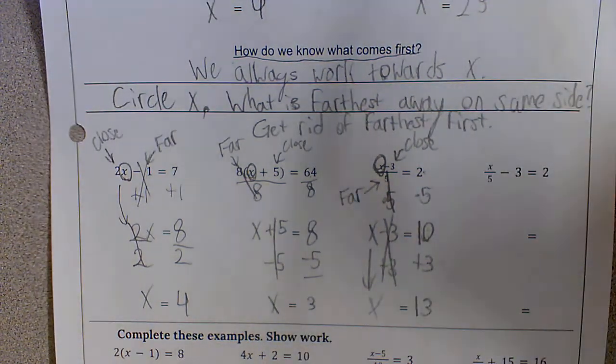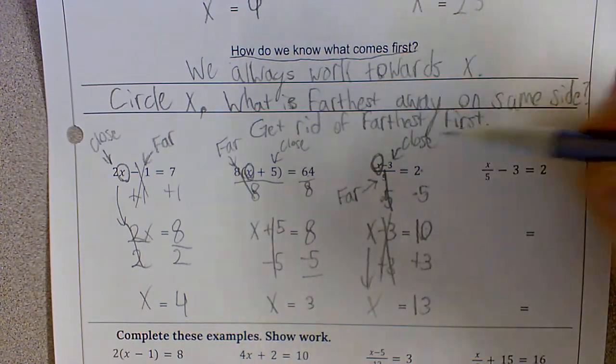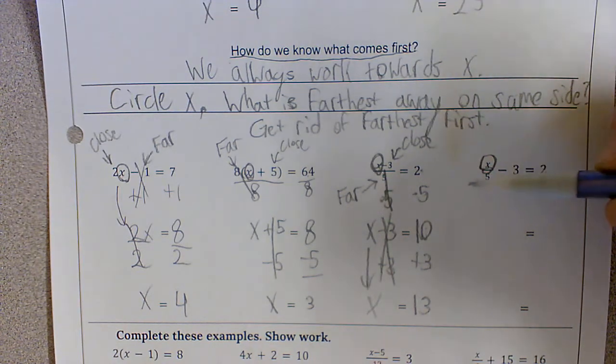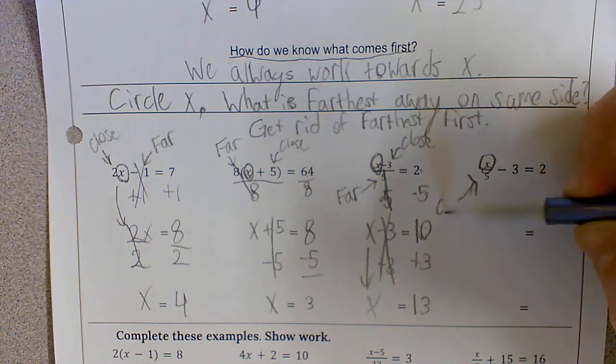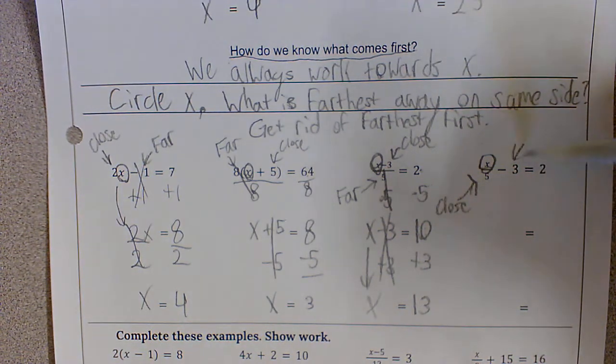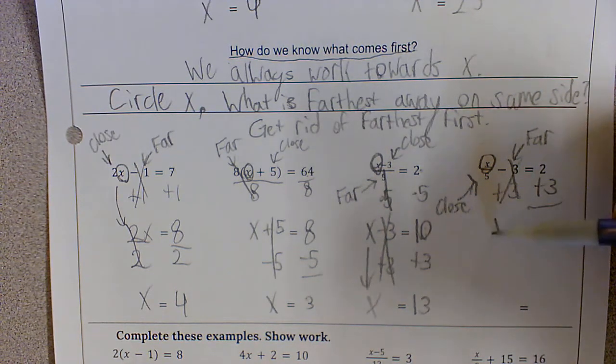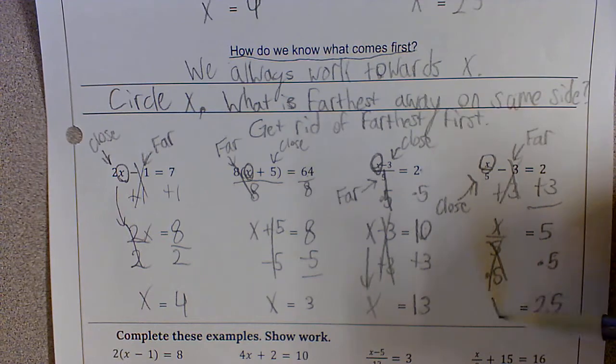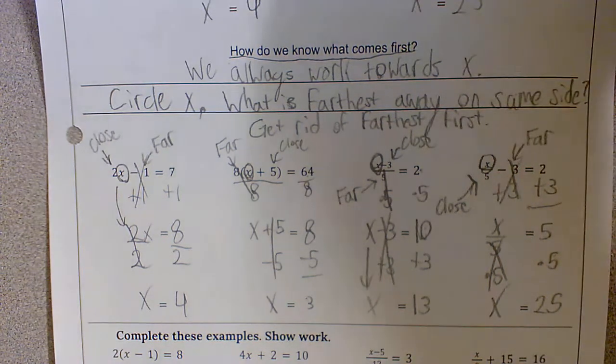Notice that for each of these, I'm keeping my work clean and organized. And just by circling the x, I'm just adding one little detail. Circle my x. My 5 is close. My 3 is far. That 3 has to go. So I add 3 to both sides. Cancel there. 2 plus 3 gives me 5. X over 5 comes down. Then, multiply both sides by 5, cancel here. 5 times 5 gives me 25. X equals 25.